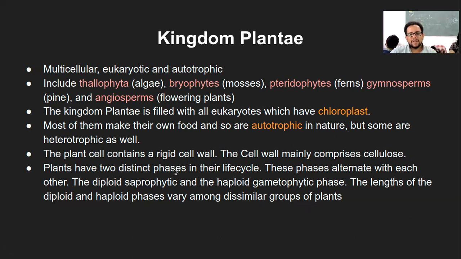Plants have 2 distinct phases in their life cycle. Again, this commonly you would know. The phases are alternate to each other. That means one after another, it keeps on happening. That is diploid sporophytic to haploid gametophytic phase. That means what we had seen in terms of gamete formation to fertilization. Gamete formation is called the gametophytic phase, and diploid sporophytic.